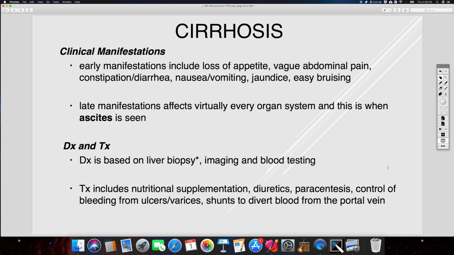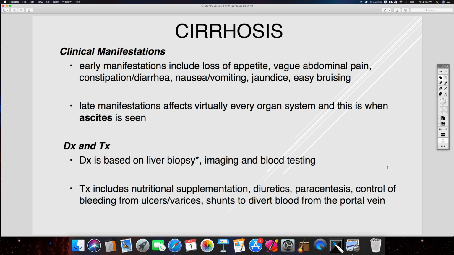So clinical manifestations: abdominal pain, loss of appetite. You'll see jaundice, easy bruising, GI upset, a number of things. Now, a late manifestation is ascites, along with compromised organs of basically every other system. And I will show on a couple of slides how ascites actually forms.